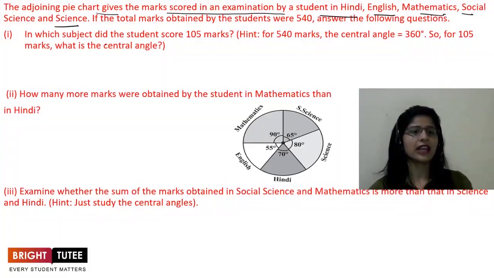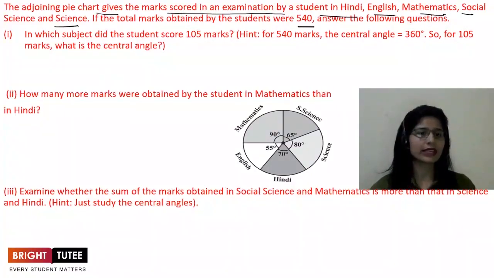They are asking in which subject. If the total marks obtained by the students was 540, total marks we know it is 550. Answer the following questions. The first one is, in which subject did the student score 105 marks?